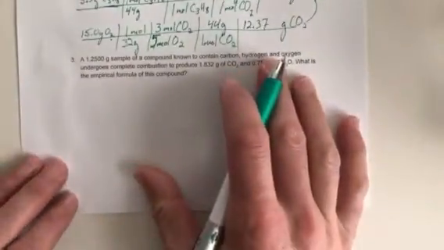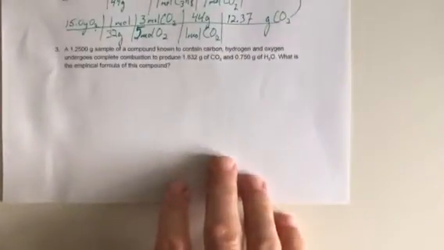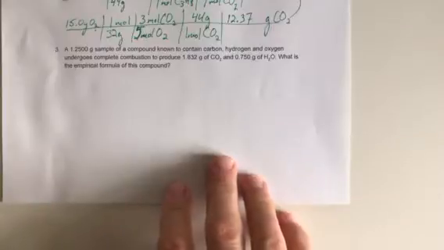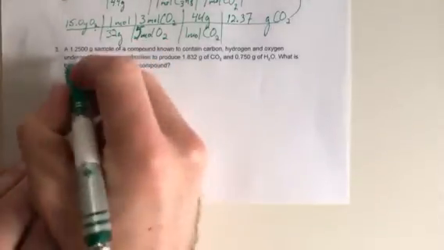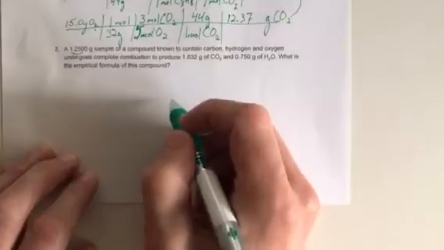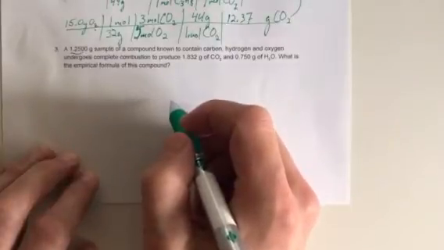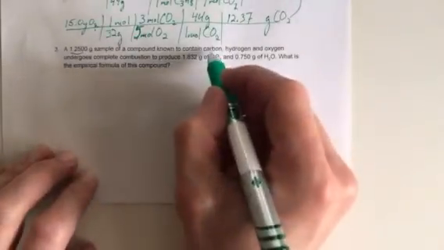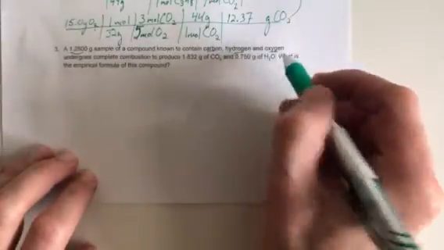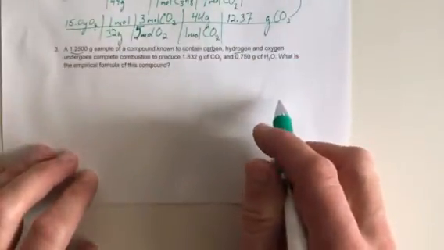Last problem. Last problem was a combustion analysis, and I'll take you through this right now. So in this particular case, we're given the mass of the entire sample of this unknown compound. The unknown compound contains carbon, hydrogen, and oxygen. So we need to solve for each of those.